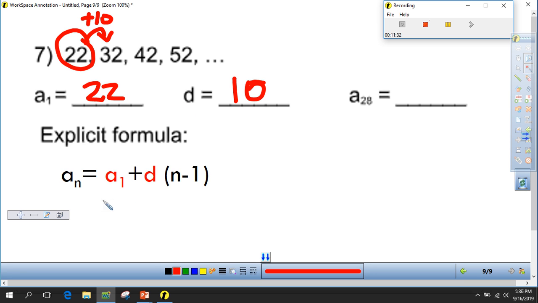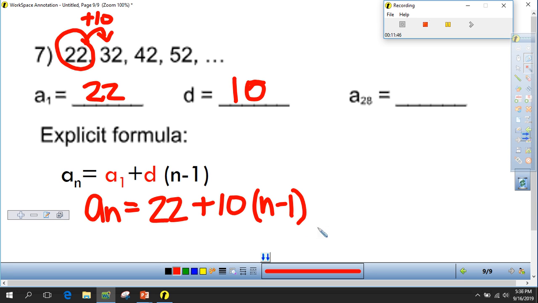I'm going to find my explicit formula first and say an is equal to my first term, 22. My rule was to add 10, parentheses n minus 1. There's my explicit formula. I can plug this into my calculator saying y equals 22 plus 10, parentheses x minus 1. Menu 5-1 to trace it. And when I trace it, I'm going to hit 28, enter, because a sub 28 means what is the 28th term. And we find that the 28th term is 292. Another way you could solve this is by just plugging a 28 here in for n and solving that numerically.